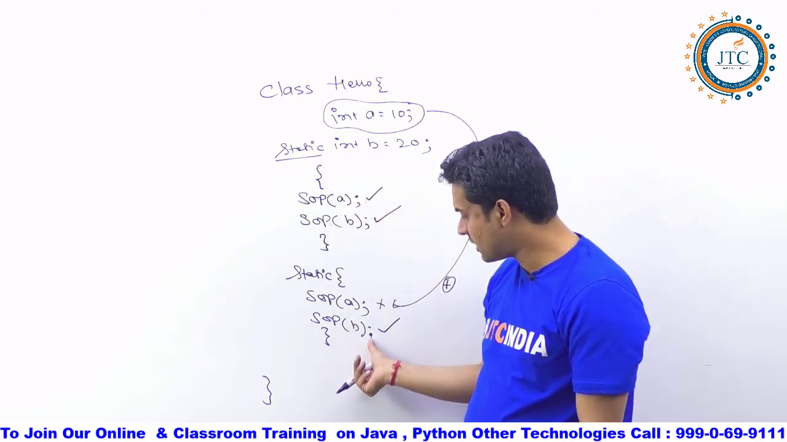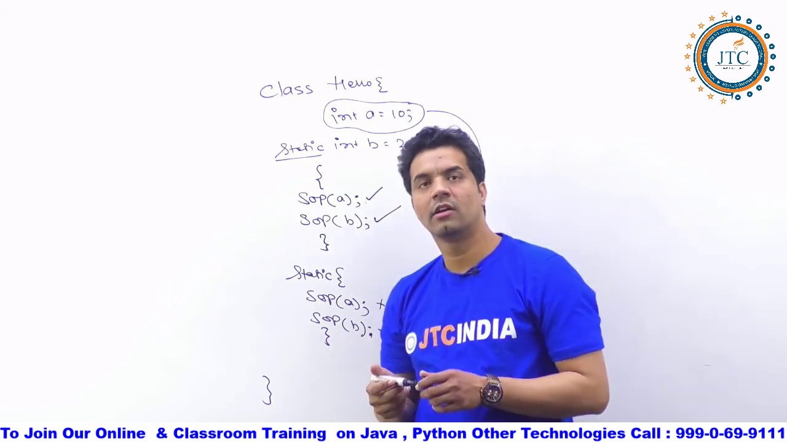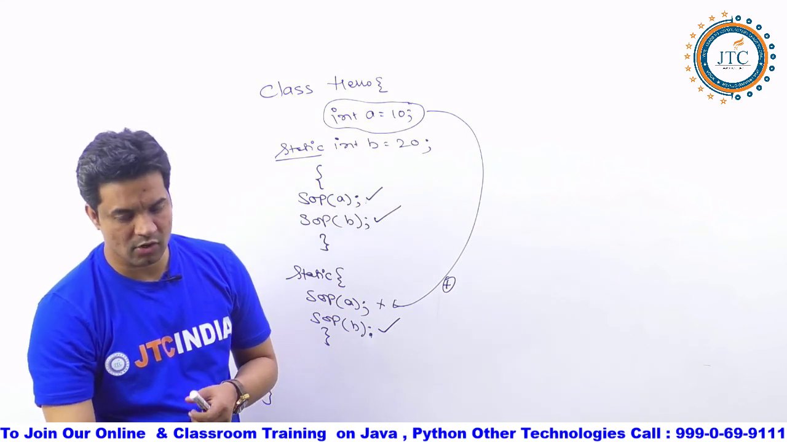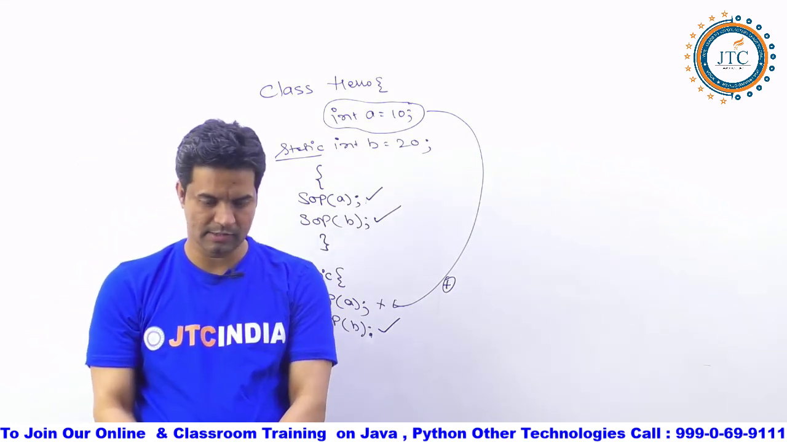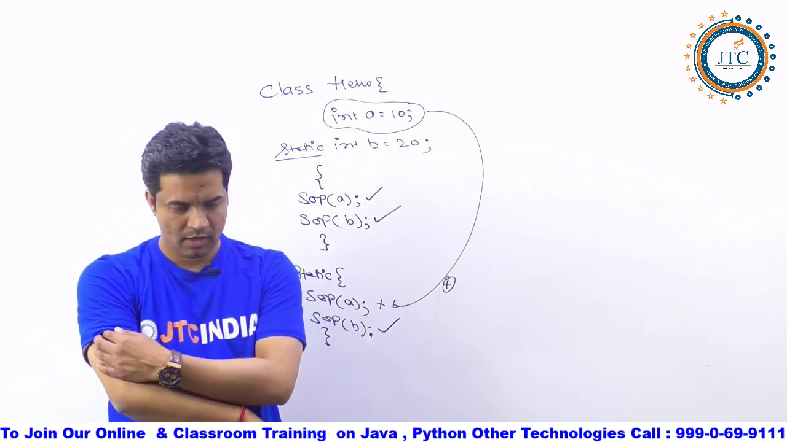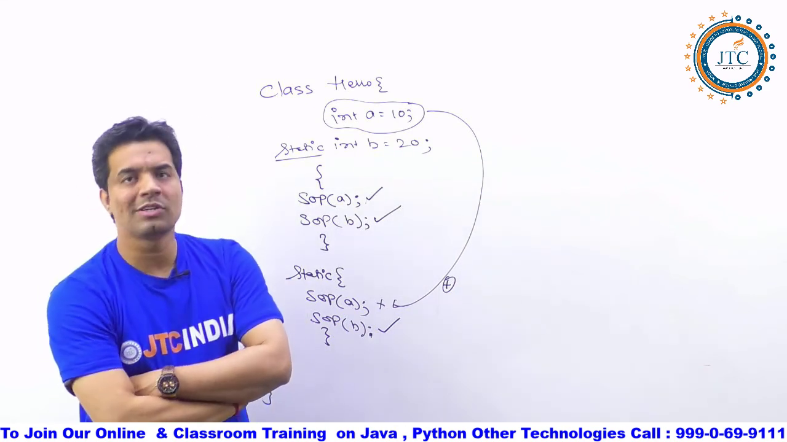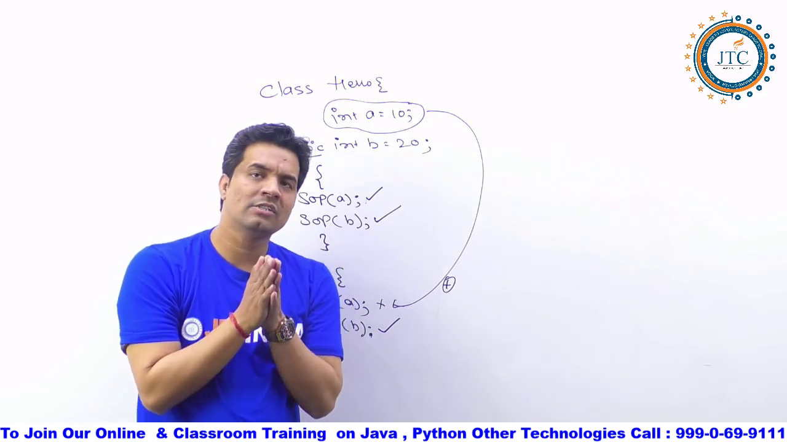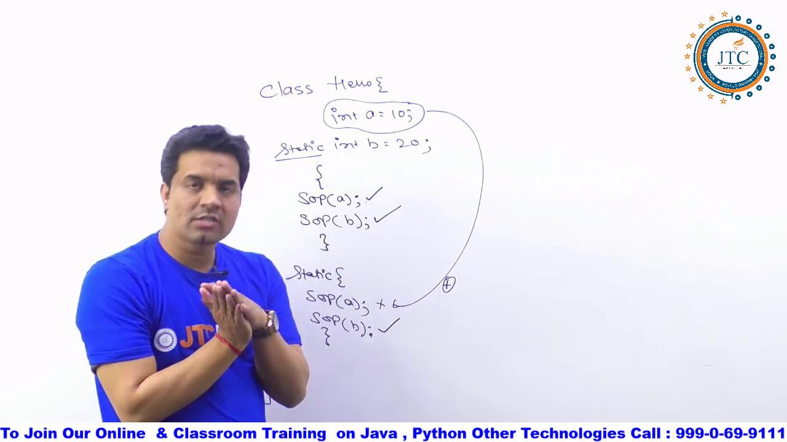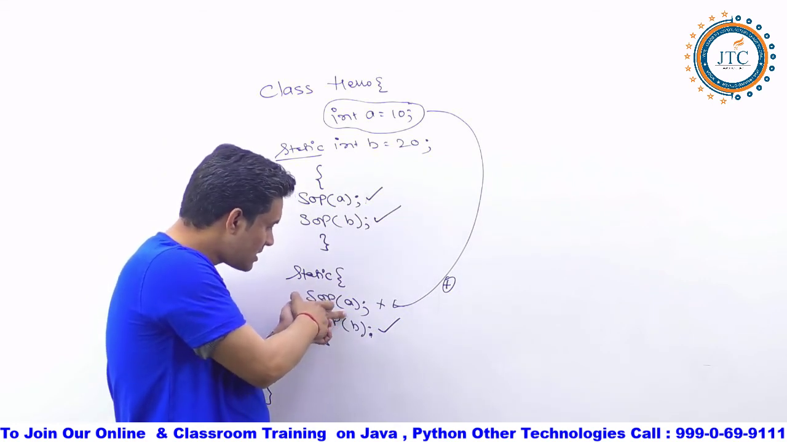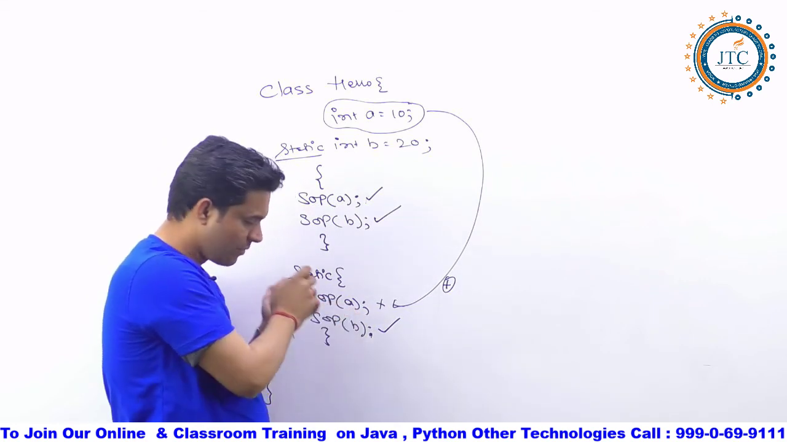So any questions, any problems, any doubts in this, you can please ask. Is it clear now? Now I have a very specific question for you all: why? What is the reason that this A cannot be accessed directly over here? Can you please tell me?